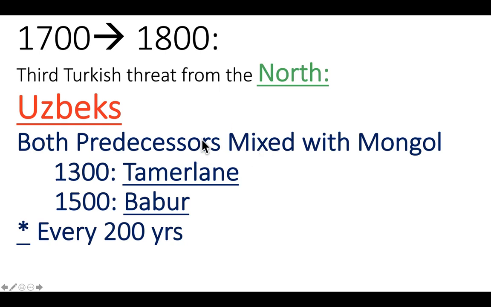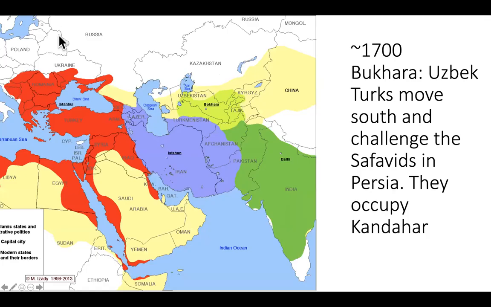We have some of their Turkic predecessors. Their Turkic predecessors were mixed with Mongols. So Tamerlane and Babur both had a bit of Mongol and a bit of Turkic in their DNA. So it seems like it's easy to remember every 200 years there's a threat from the north. Tamerlane conquers Afghanistan. Babur conquers at least Kabul. And now another 200 years later, the Uzbeks make their move south.